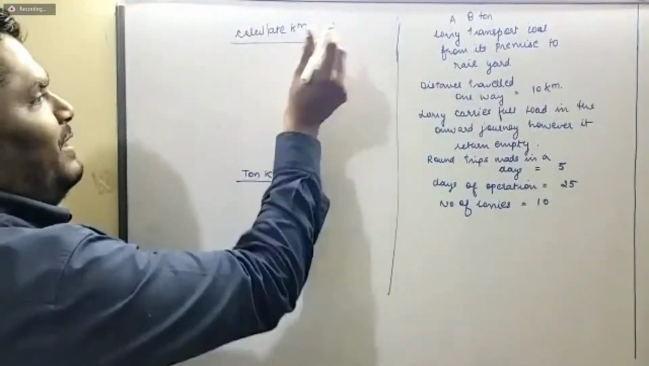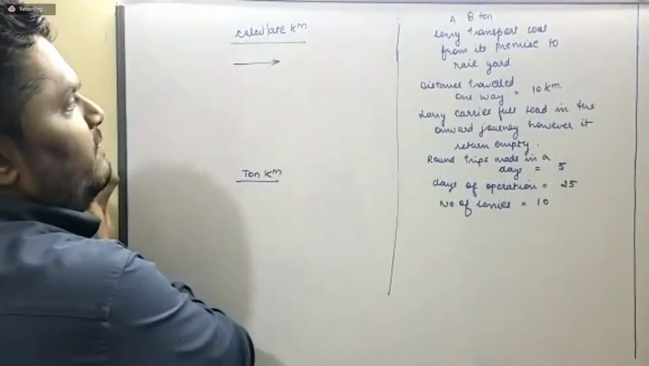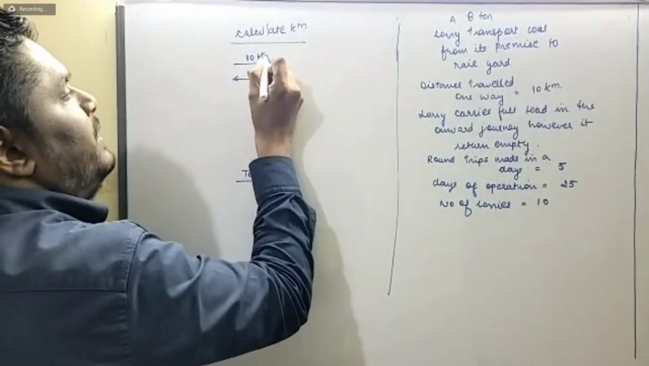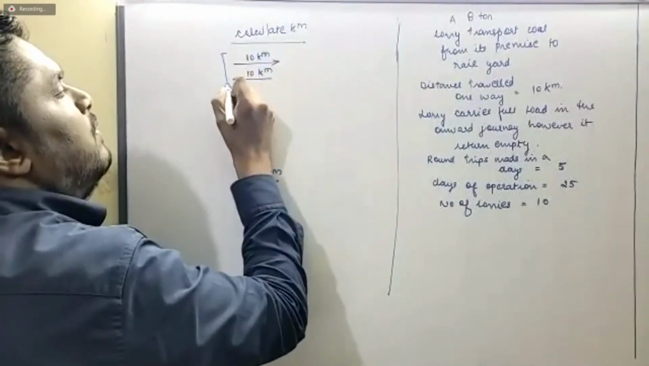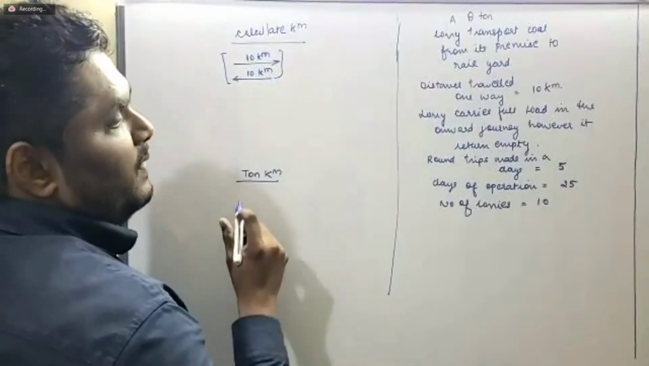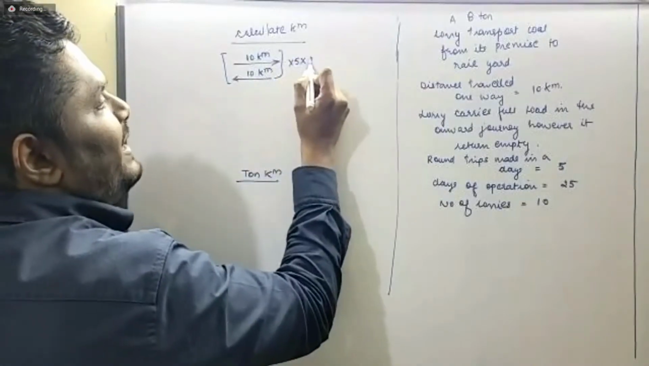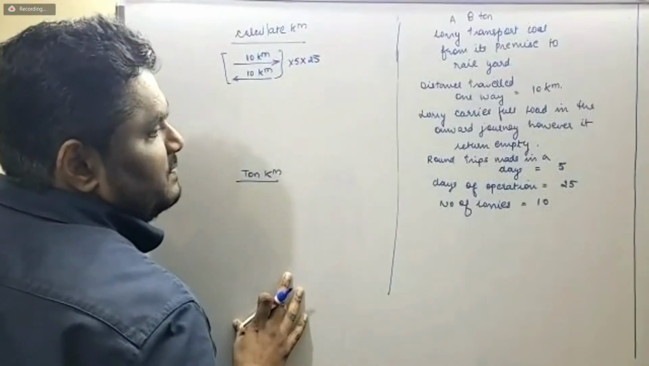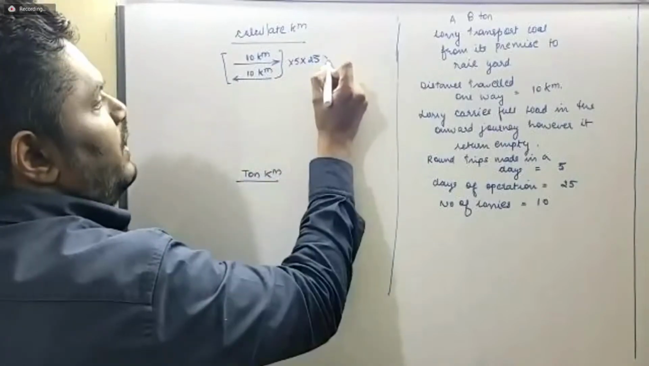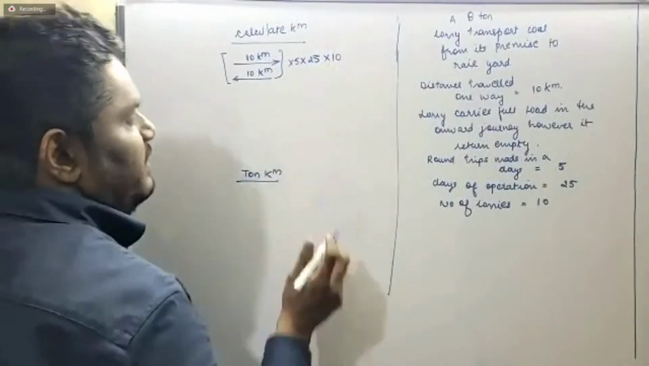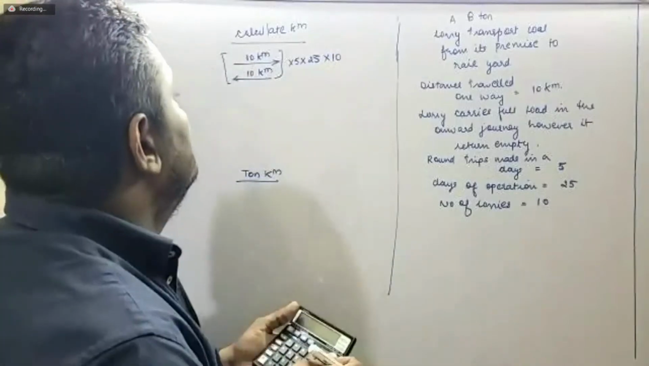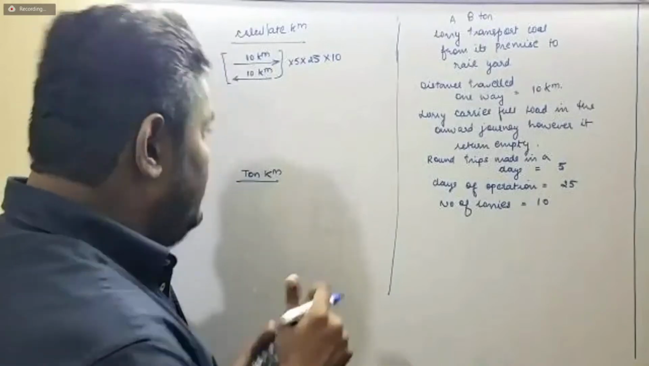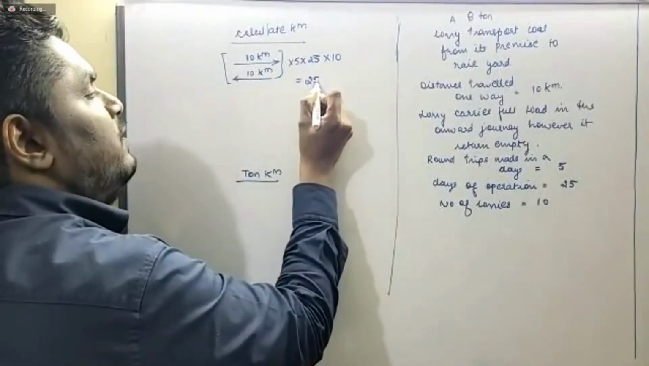So now when talking about the calculation of kilometers, the distance traveled one way is 10 kilometers. In the return journey also 10 kilometers, into 5 trips in a day, into 25 trips in a month, into the number of lorries are 10. So 10 plus 10, 20, into 5, into 25, into 10. So that is 25,000 kilometers.